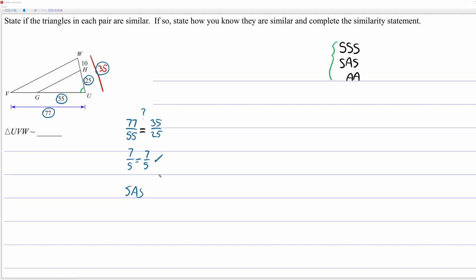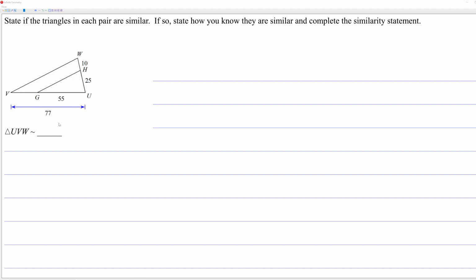So we have to finish the similarity statement. This tilde symbol is the symbol for similarity. So we have triangle UVW, that's the larger triangle. That's going to be similar to, well, angle U is the angle in common, so that's where we're going to start. And then from U to V was across the bottom, so we're going to do the same thing. We're going to go U, G, and then by process of elimination, go to H. So that's how you can tell if two triangles are similar by SAS.